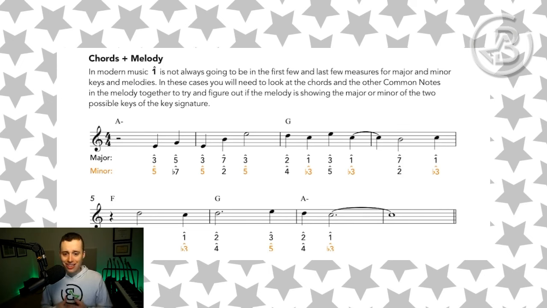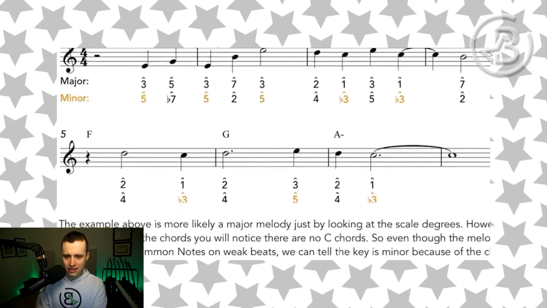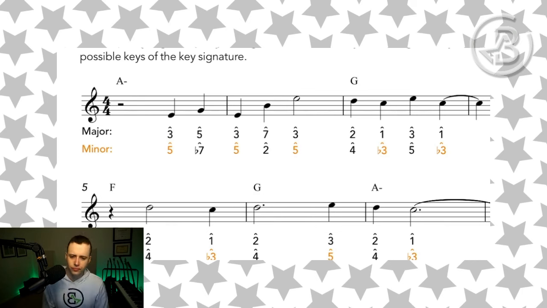So in these cases, you will need to look at the chords and the other common notes in the melody together to try and figure out if the melody is showing the major or the minor of the two possible keys in the key signature. So let's unpack this example and take a closer look. First, let's look at our key signature. We can see there are no sharps or flats, so it's either C major or A minor.